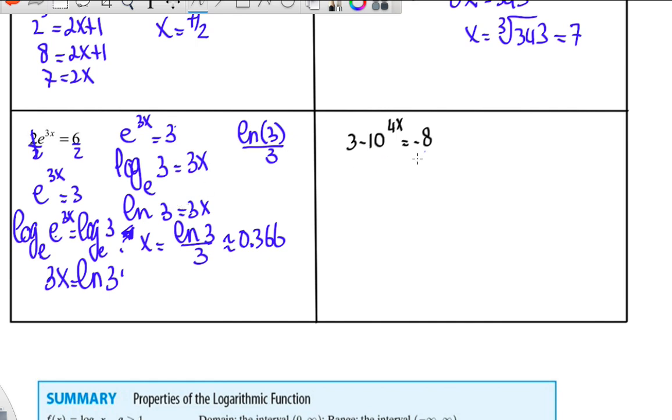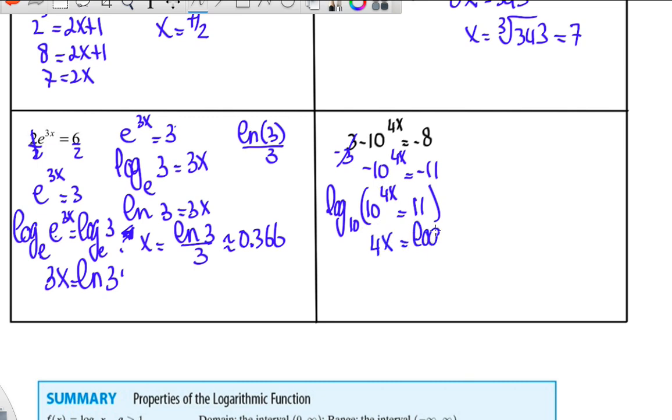Okay, over here you need to isolate as well, so don't start taking any logs yet. So we need to subtract 3, better do that correctly. Then divide by a negative to get rid of the negative, so we just have the base 10. So we'll do it the other way first. The log base 10 on both sides will bring the 4x down. So 4x is actually log base 10, well, we don't write that 10 anymore. It's just a common log. And then we get log 11 over 4 as our answer.